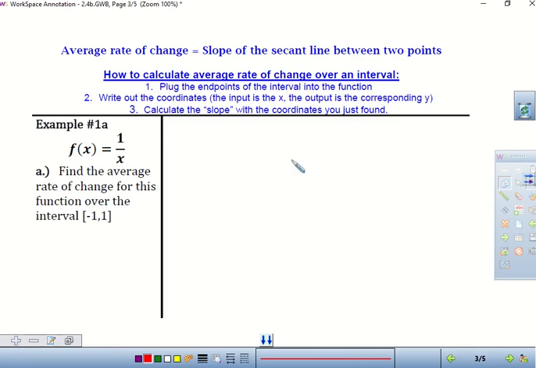So to calculate average rate of change of an interval, you essentially have to plug in the endpoints to get their corresponding y-coordinates, and then whatever 2 coordinates you get, you need to calculate the slope, okay? So for the first one, you see how they give us an interval of -1 to 1?